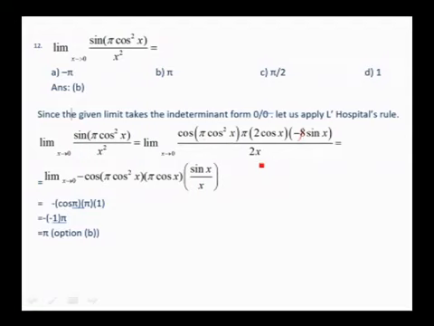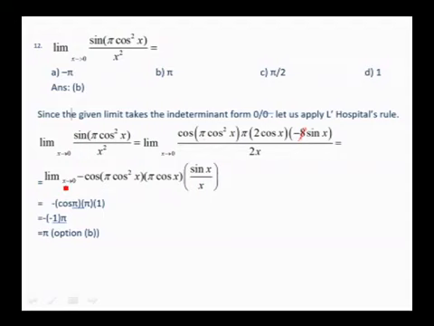Divided by the differential of the denominator, which is 2x. So if I consider this, minus cos pi cos square x into pi cos x into sin x by x, I can rewrite this one in this form. I can cancel that 2. So minus cos pi cos square x into pi cos x into sin x by x, I have cancelled these 2.